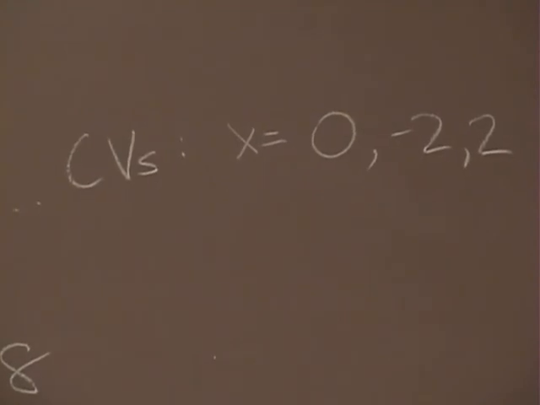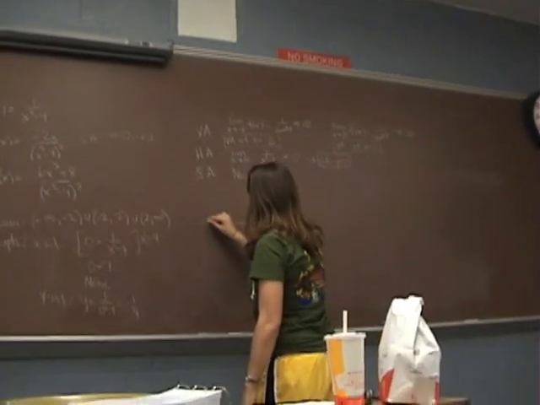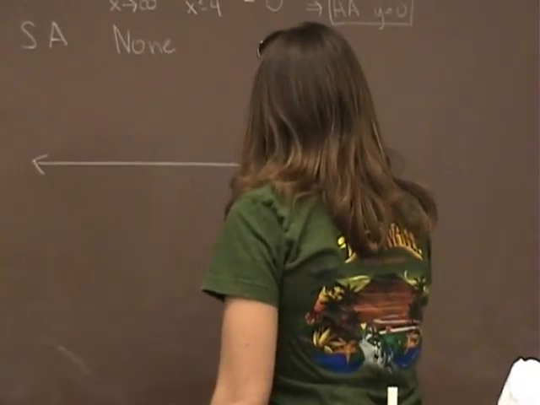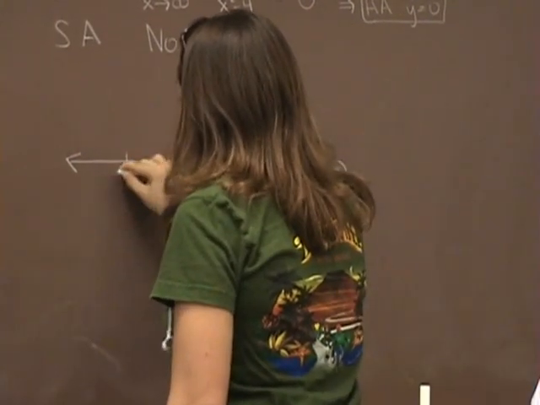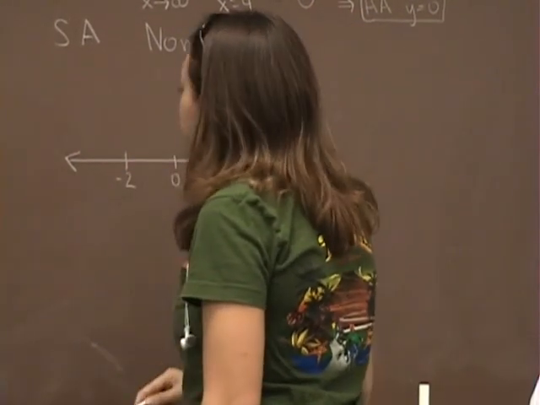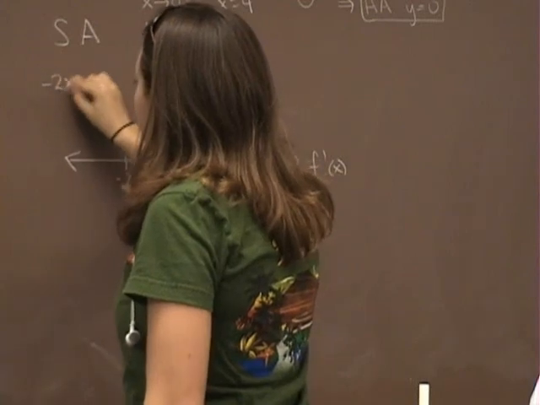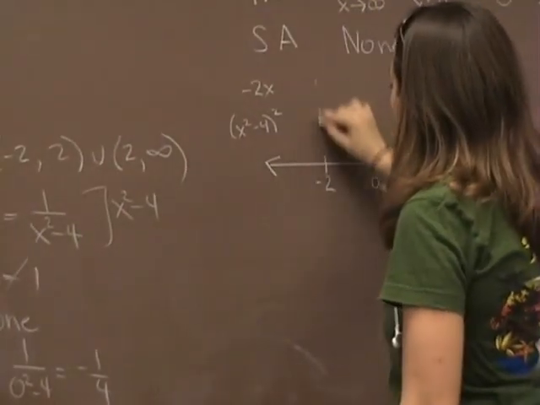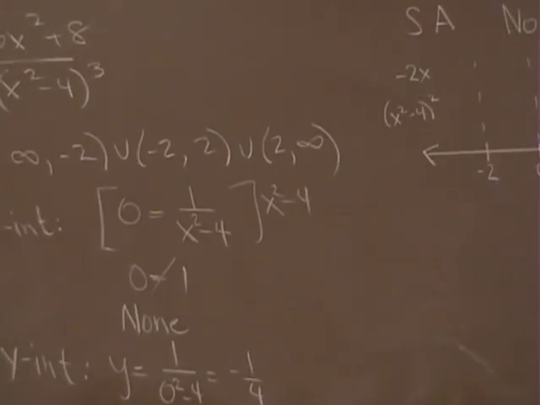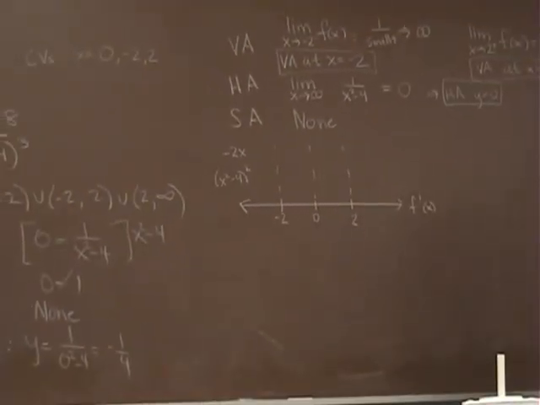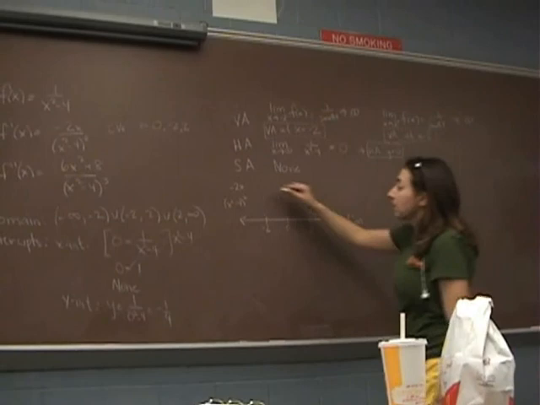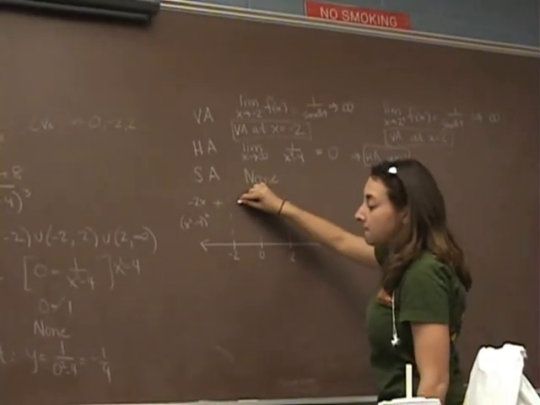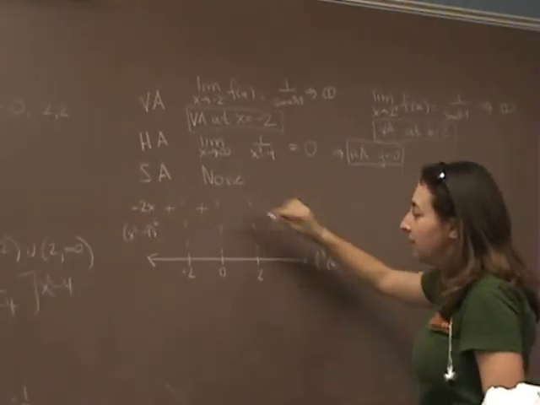So using those critical values, I'm going to go ahead and draw a number line. We'll make this my f prime of x number line. I'm going to place each one of those critical values on the number line. So I've got negative 2x and x squared minus 4 squared. Negative 2x. Well, what's it going to be, positive or negative as I go across? Okay, positive, positive, then negative, negative.